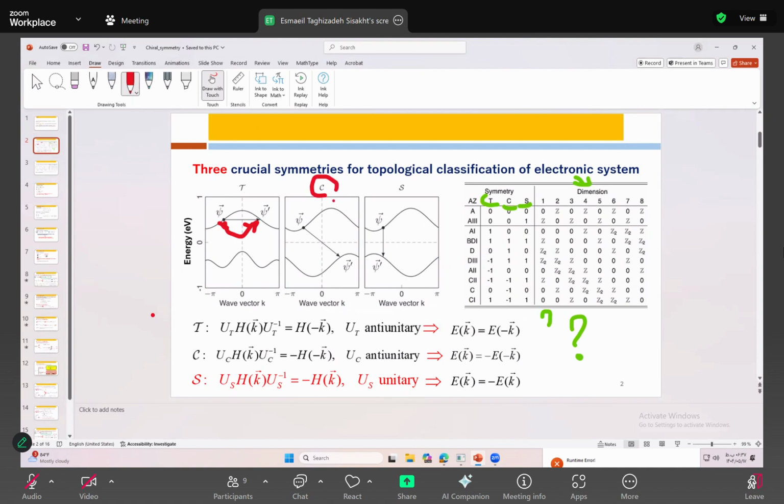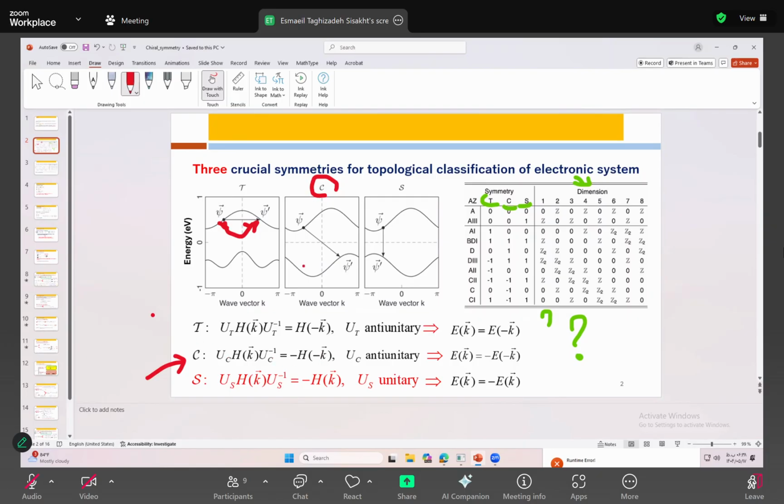The other one is the particle hole symmetry. For the particle hole symmetry, we should note two things. One is to connect the K point to the minus K point, and also the energy to the minus energy, not just K to minus K. Based on this explanation, the formal mathematical relation comes here in this way.